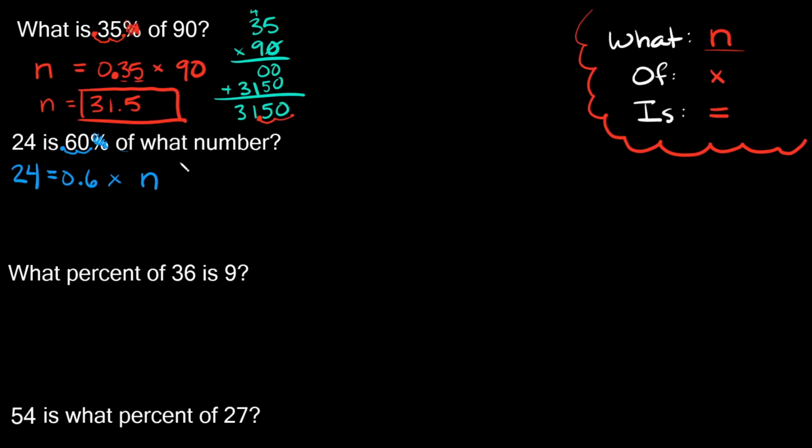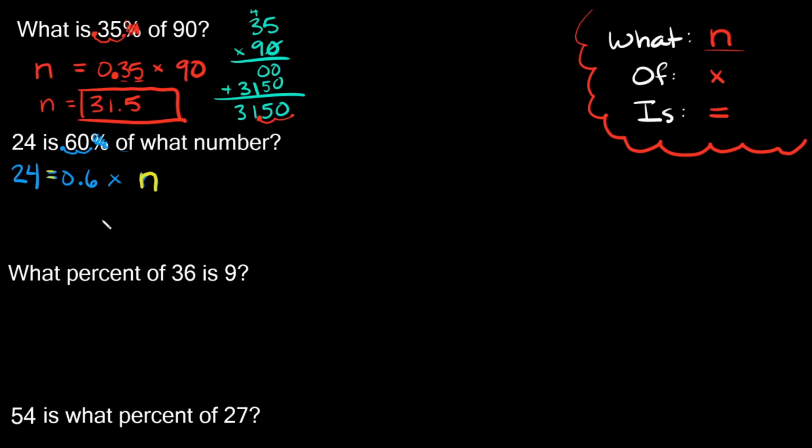Okay, so now the little equation we have here is 24 is equal to 0.6 times n. So remember, we're trying to solve for n right here. That means we need to isolate this variable by itself on one side of the equal sign, right? And the equal sign is right here.